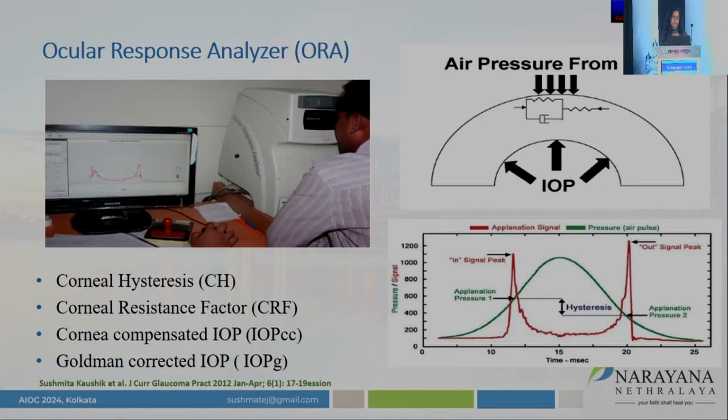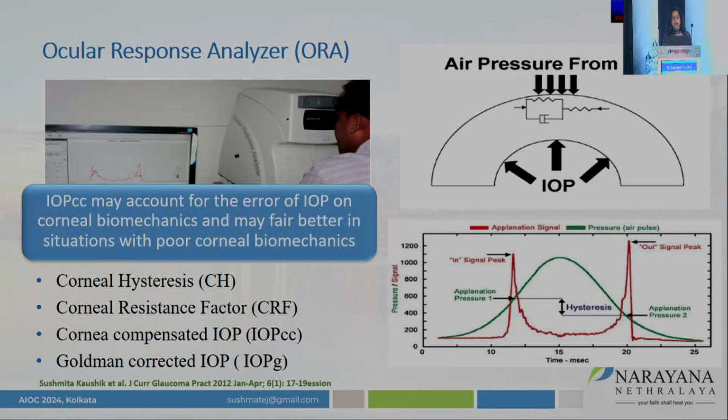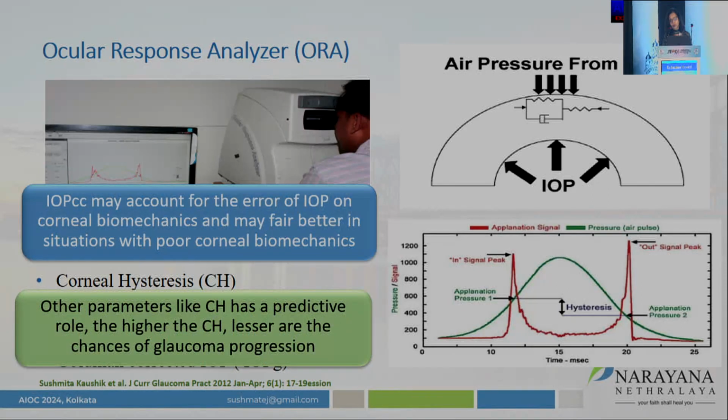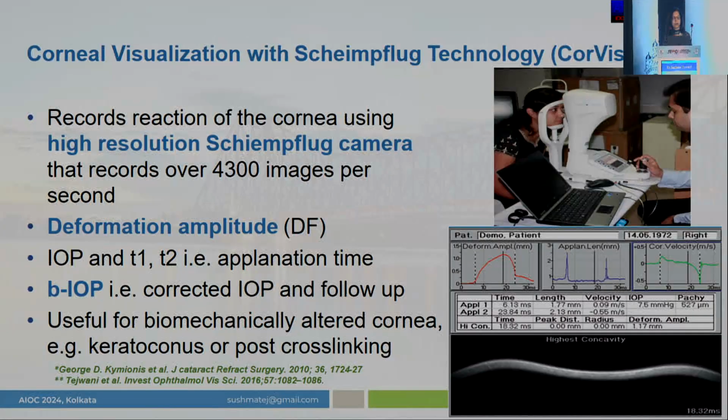There are certain tonometers which can take care of the biomechanical properties, and ORA is supposed to be the first one which could overcome the corneal biomechanics and give us the accurate intraocular pressure. It gives us not only the intraocular pressure but also corneal hysteresis and corneal resistance factor. So the IOPcc can account for the errors due to corneal biomechanics and may fare better in situations where there is poor corneal biomechanics. And also parameters like hysteresis give us an idea. The lower the hysteresis, the larger are the chances of glaucoma progression.